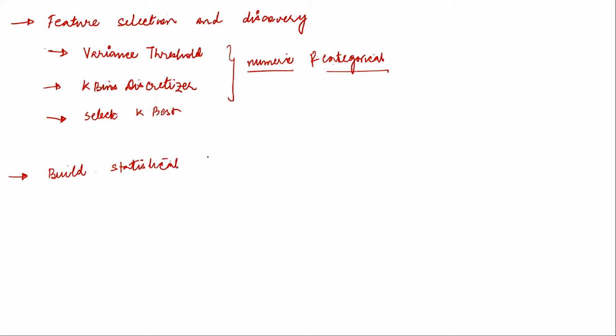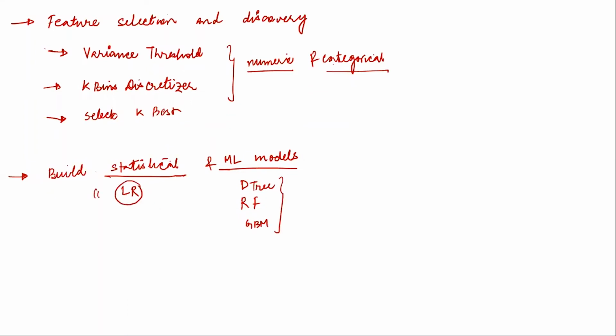statistical and ML models. Okay, I will tell you the difference between statistical and ML models, but over here we will apply LR. We will here apply decision tree, random forest, GBM. Okay, so 4 models will create 1, 2, 3, and 4. We'll create all of these 4 models.